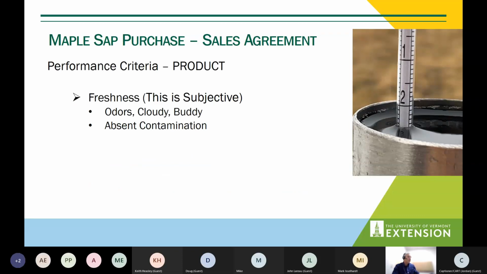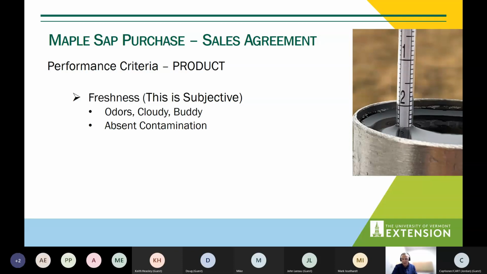So some performance criteria here. I'm going to give you a few here that are subjective, possibly qualitative, and then we'll look at some that are maybe a little bit more quantitative, which I think is really going to be a good source of conversation in a moment. So freshness. I think we all know that maple sap needs to be of the utmost freshness and the utmost quality. How that's evaluated and measured would need to be stipulated, would need to be clear between parties.